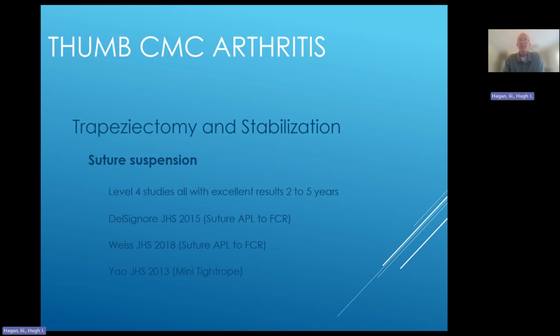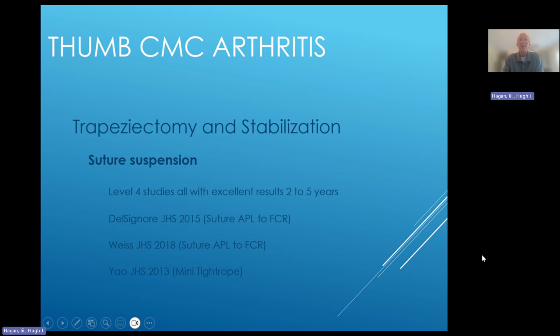And then finally, trapeziectomy with some form of stabilization boils down to suture stabilization or tendon stabilization. Suture suspension procedures are good. Level 4 studies, all with excellent results over a 5-year period. Jean Del Signore, Arnold Peter Weiss, and Jeffrey Yao have all shown studies that document good long-term results.